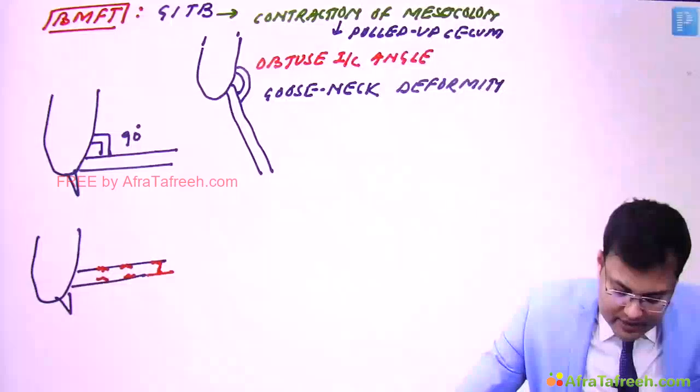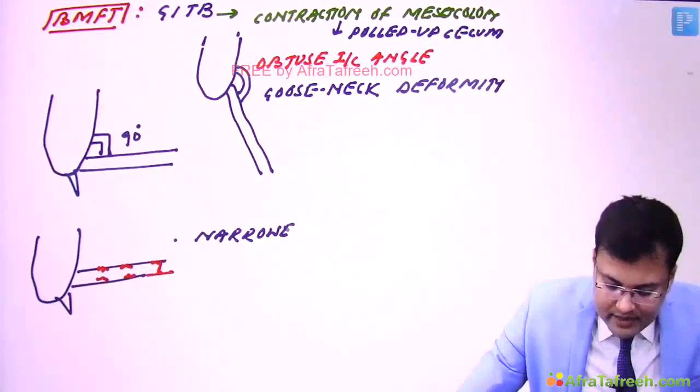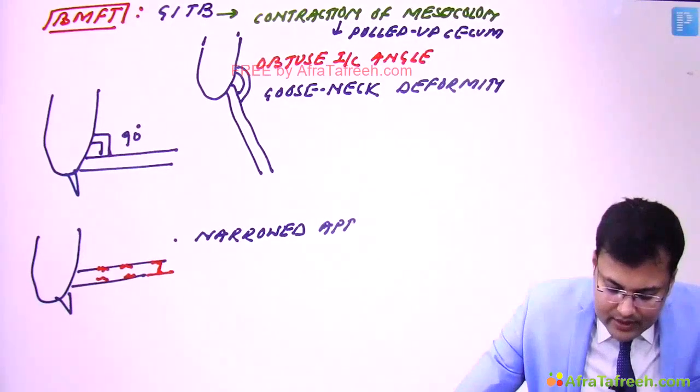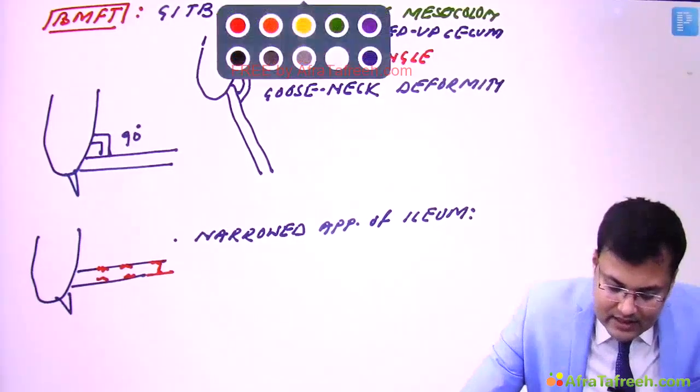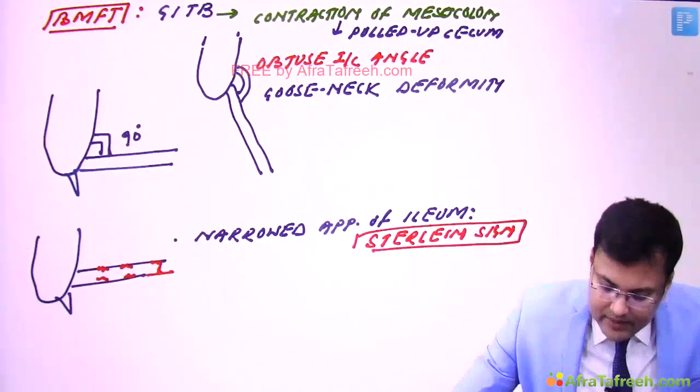So what's the problem here? There is a narrowed appearance of the ileum, and this is known as Sterling sign. What's the cause? Here it's because of hyperirritability. So it's Sterling sign. Clear?